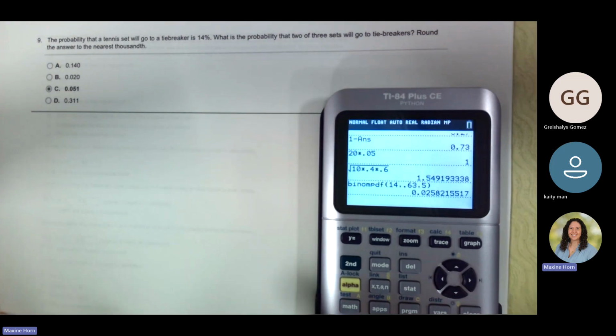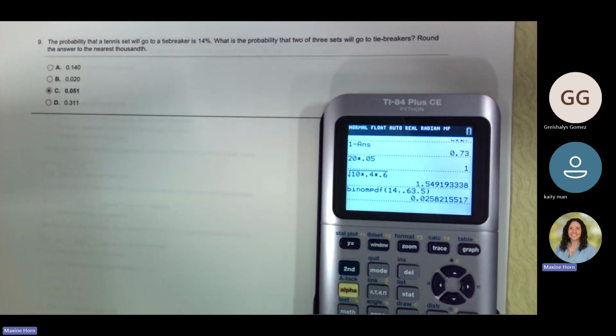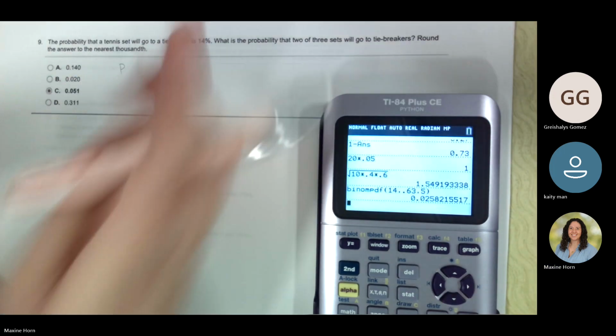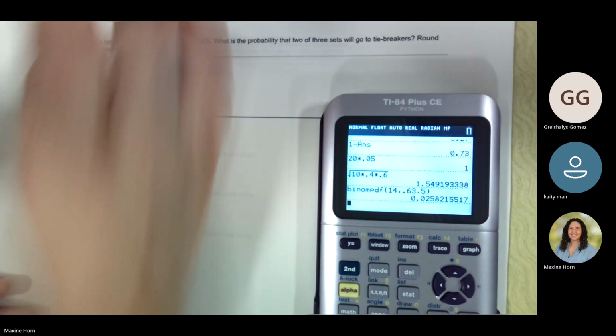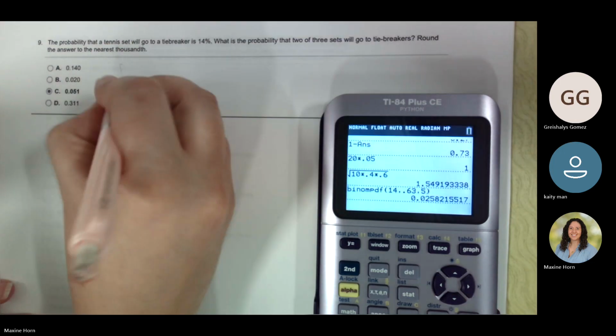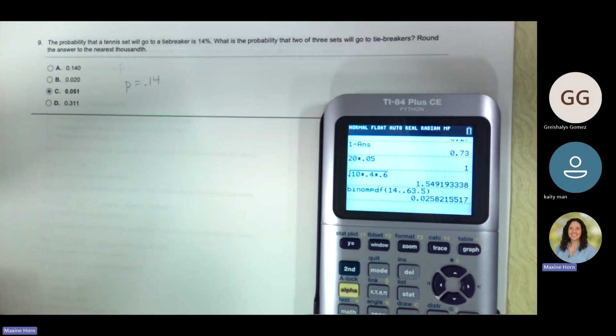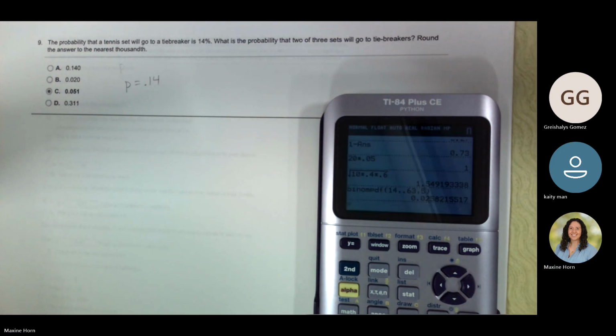Okay, number 9. The probability that a tennis set will go to a tiebreaker is 14%. What is the probability that 2 of the 3 sets will go to a tiebreaker? Round the answer to the nearest thousandth. Okay, so again, let's start labeling things. The probability is 0.14. What is the probability that 2 of 3 sets?